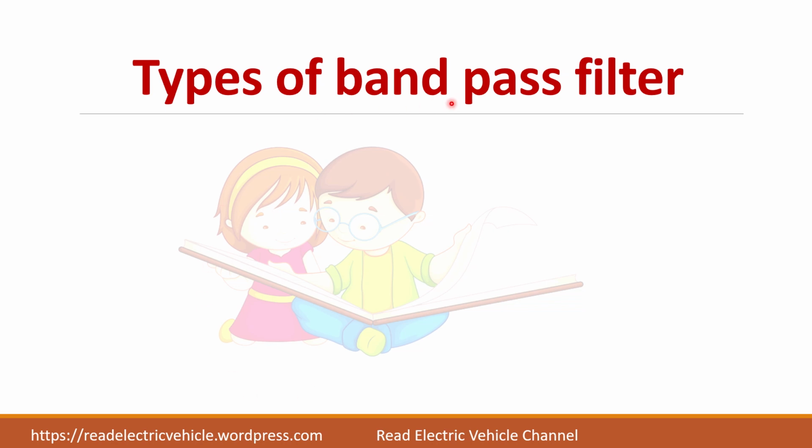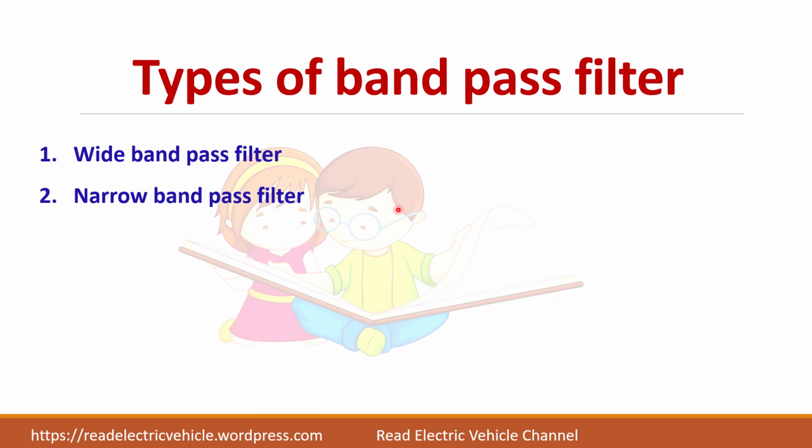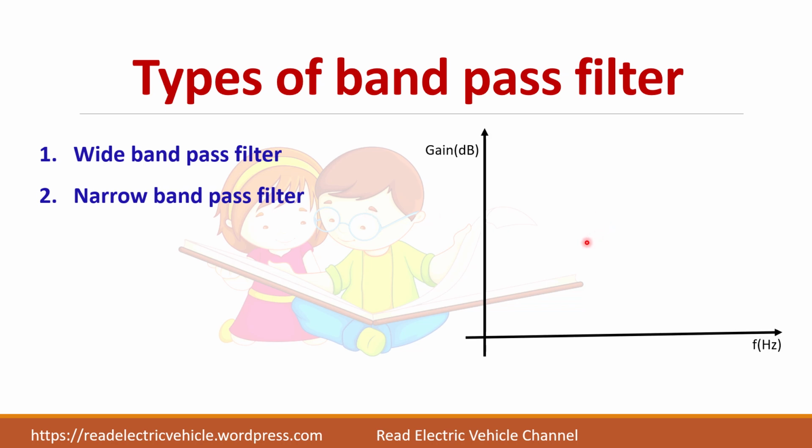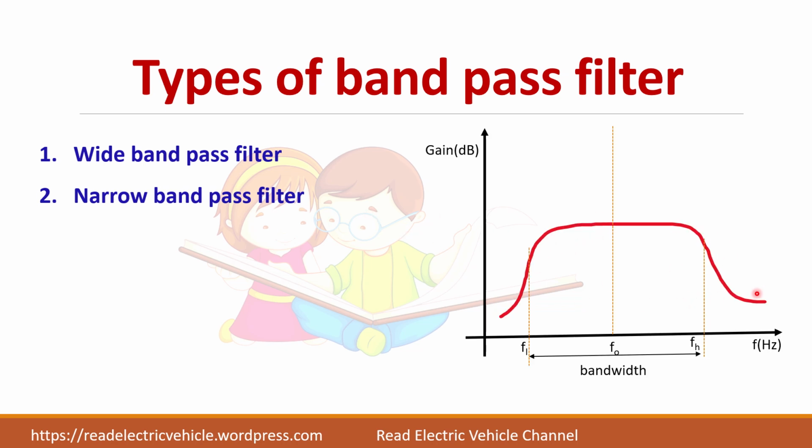There are two types of bandpass filter, namely wide bandpass filter and narrow bandpass filter. What does wide bandpass filter mean? If the bandwidth is wide, we call it a wide bandpass filter. In a bandpass filter, F0 is called the central frequency, and we have two cutoff frequencies FL and FH, that is lower cutoff frequency and higher cutoff frequency.